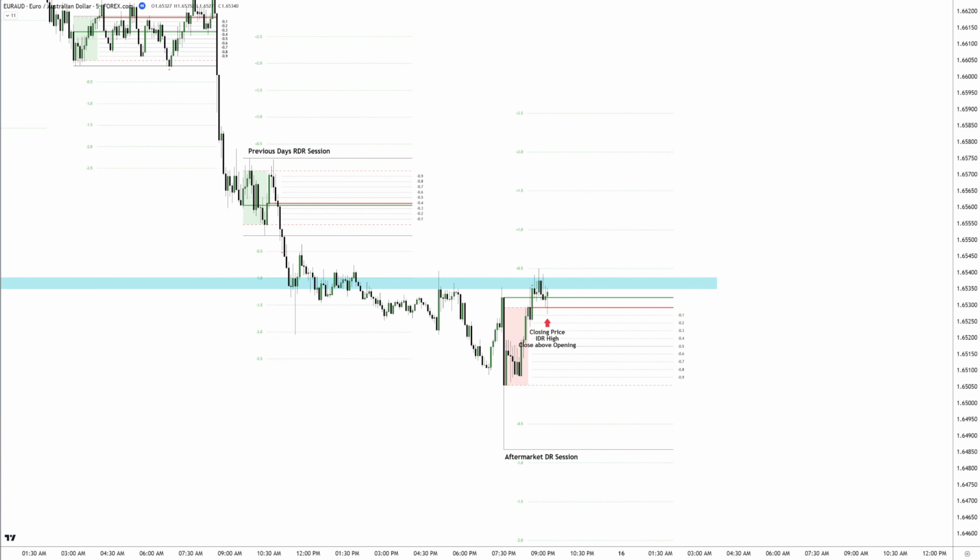Price presented a shallow retracement back into the defining range, rejecting the closing price and IDR high twice before closing back above the opening price. This was a perfect signal for a potential setup. A clean 4R trade was possible here, targeting the previous day's RDR highs and the +2 standard deviation level.